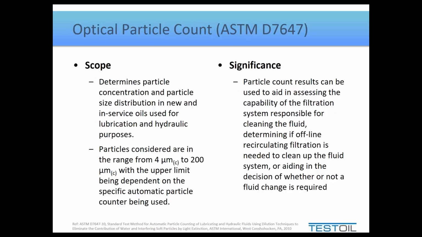Now, particle counting can be done one of two ways. So I'd like to describe optical first, and then I'll describe pore block second. Now, with optical particle counting, as you can see by the scope here, the idea is that it's supposed to count the concentration of particles in given size ranges. Now, the size ranges will vary from as low as 4 microns up to approximately 200 microns, and that is largely dependent on the instrument itself. The significance of particle counting is it gives us an overall view of how much contamination is present in the oil sample. It doesn't tell us what the contamination is, but at least it quantifies it to some degree.